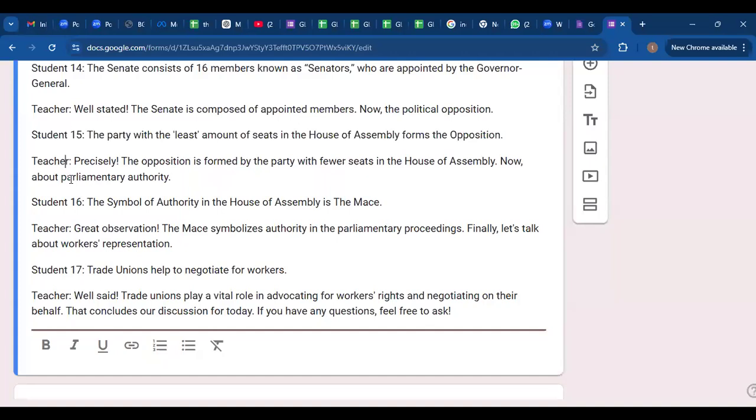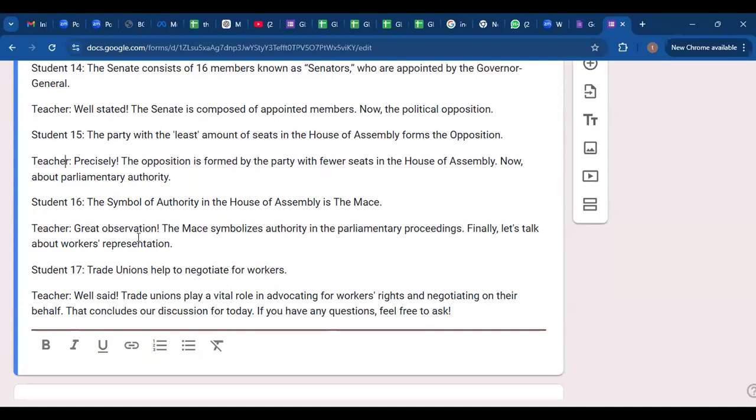Now about Parliament authority. The symbol of authority in the House of Assembly is the mace. Great observation. The mace symbolizes authority in the parliamentary proceedings.